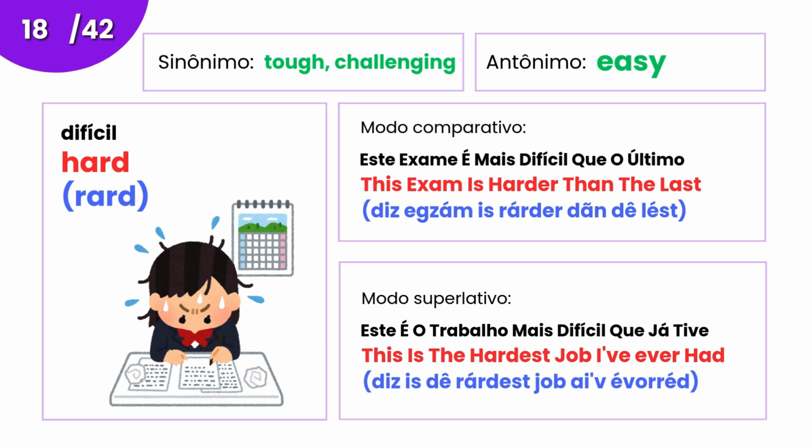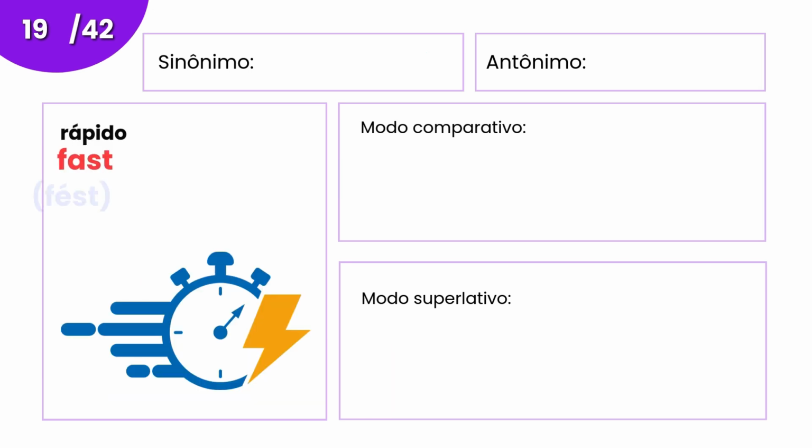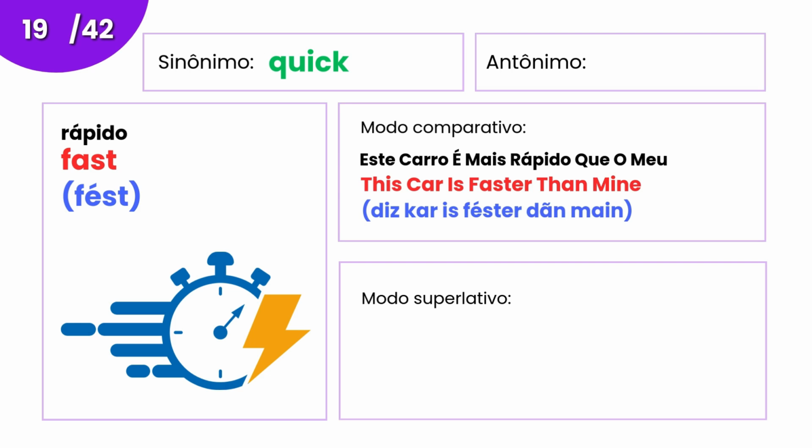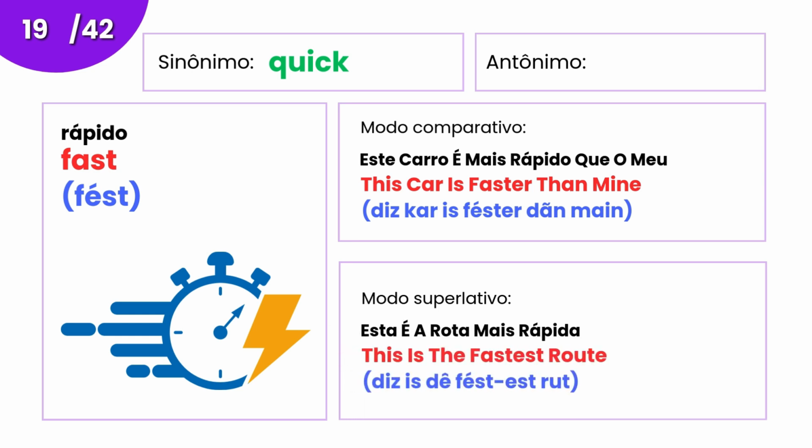Opposite, easy. Fast, quick. This car is faster than mine. This is the fastest route.